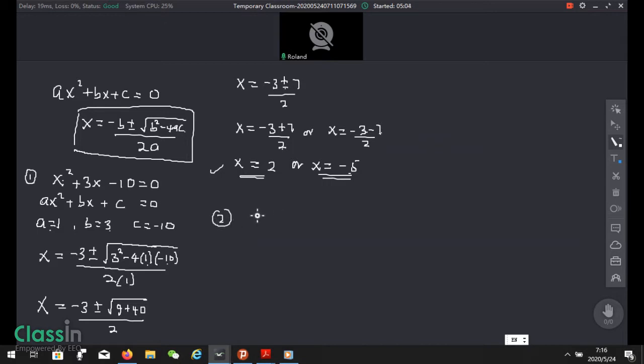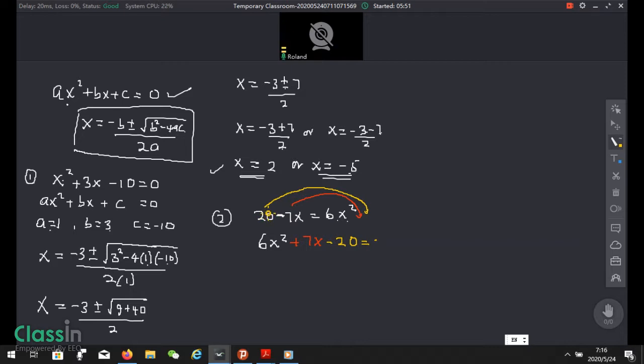If you have 20 minus 7x equals 6x squared, we can arrange this in the form ax squared plus bx plus c. The one with the coefficient of x squared comes first, so this is 6x squared. We can take negative 7x across the equal to sign. It's negative 7x, so it becomes positive 7x. We can take 20 across the equal to sign. It's positive 20, so it becomes negative 20.